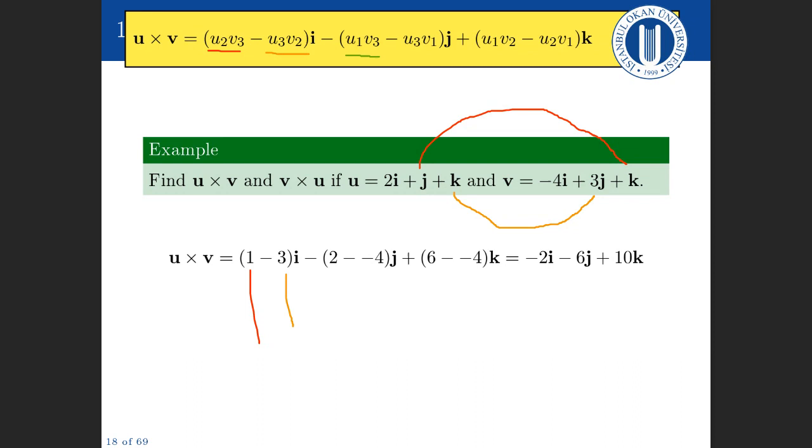In the start of the next bracket, I want u1 v3. u1 is 2 and v3 is 1. So I have 2 just here. And then it's minus u3 v1. u3 is 1 and v1 is minus 4. 1 multiplied by minus 4 is minus 4. So it's 2 minus minus 4.